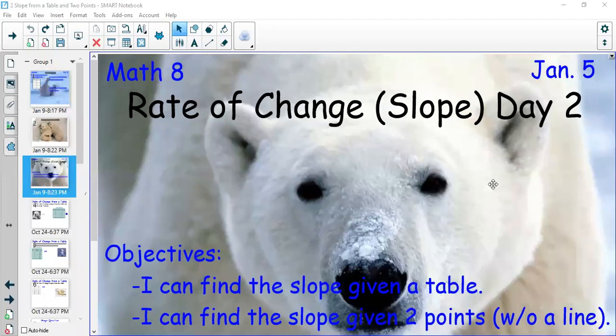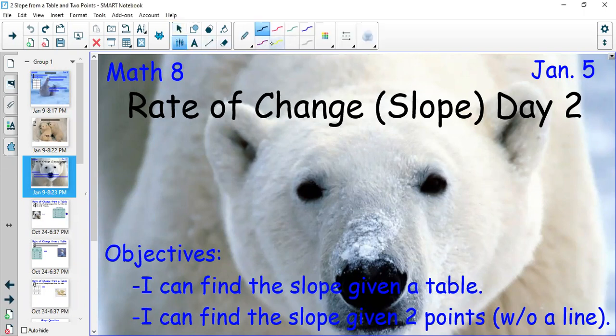Everyone, and welcome to today's lesson. We are going to continue talking about slope. Again, in the real world, we don't usually talk about slope a whole lot. You'll hear it referred to as rate of change instead. So yesterday we found the slope of graphs and how we could do that by doing rise over run.